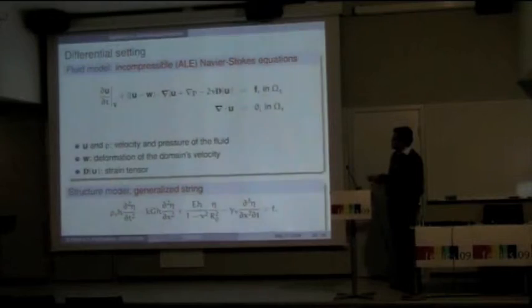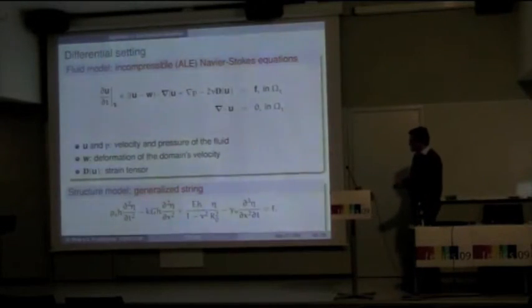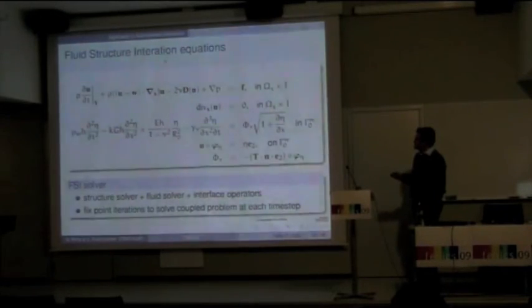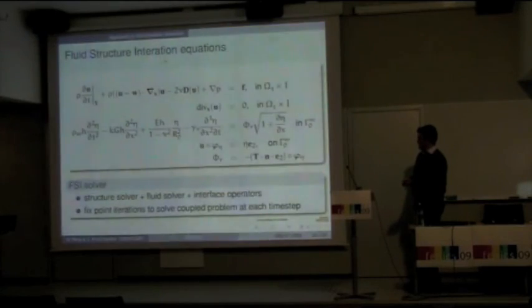So the fluid model is the one as before. Here W is the domain mesh velocity, and in the results I will show, basically the structure is 1D. So it's a generalized string model which was proposed in Fabio Nobile's thesis. So it's a 2D, 1D model that we actually use. So here is the full problem.